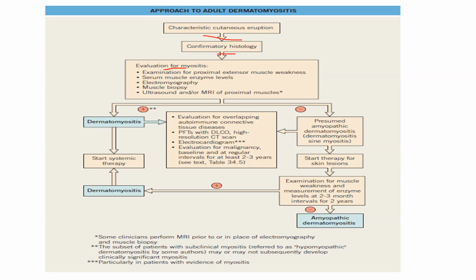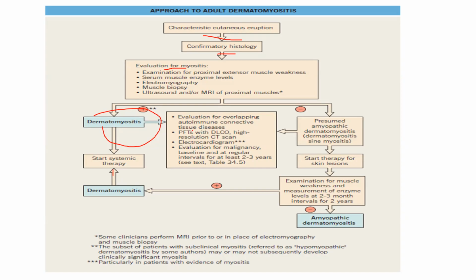Then after that, if someone has muscle involvement, then you are comfortable to make the diagnosis of dermatomyositis. And after making this diagnosis, then you can start systemic therapy. Then you can also evaluate them further for overlapping autoimmune conditions. So you'll be tasked to do the panel for autoimmune conditions, including SLE and connective tissue diseases like rheumatoid arthritis, Sjogren syndrome, and the rest.